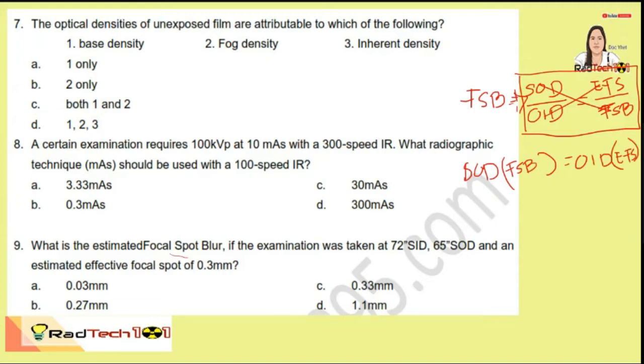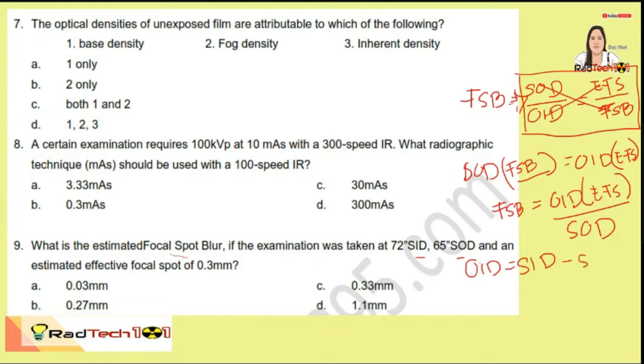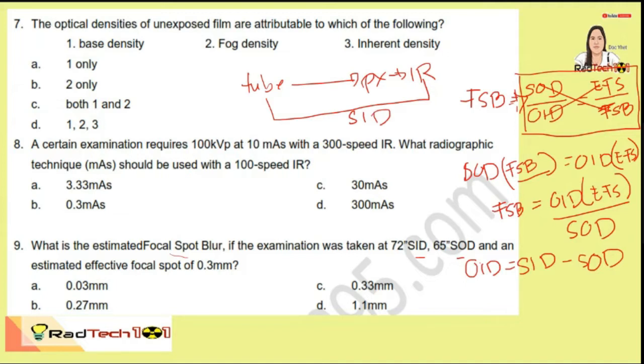So we are looking for the focal spot blur. So the formula for focal spot blur is OID times effective focal spot divided by SOD. So titingnan natin if meron tayong OID. So walang OID dito, SID lang tsaka SOD. So for calculation of OID, it is equal to SID minus SOD. So to illustrate, so if we have here the tube, to patient, to IR or the image receptor. So the distance from the tube to image receptor is what we call the SID. The distance from the tube to the patient is what we call the SOD. While the patient to IR, we call that the OID.